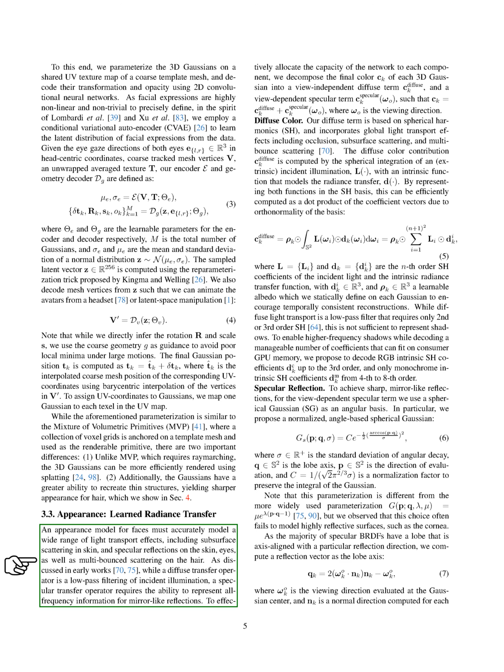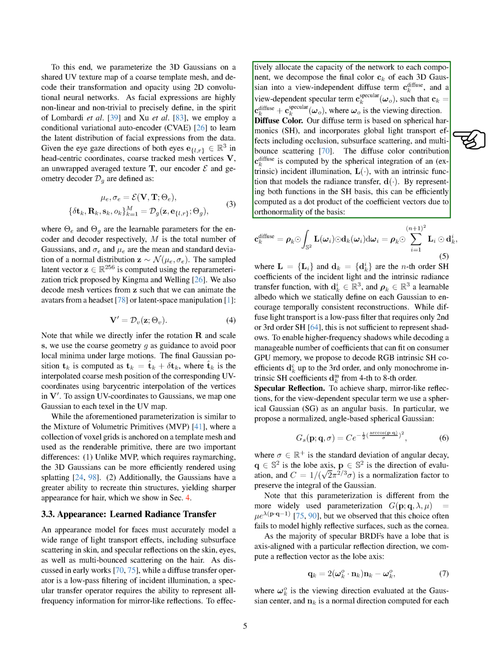To effectively distribute the capacity of our network to each component, we break down the final color of each 3D Gaussian, a mathematical function used in our model, into a view-independent diffuse term and a view-dependent specular term. This means that the final color is the sum of these two terms, where the viewing direction is taken into account for the specular term.